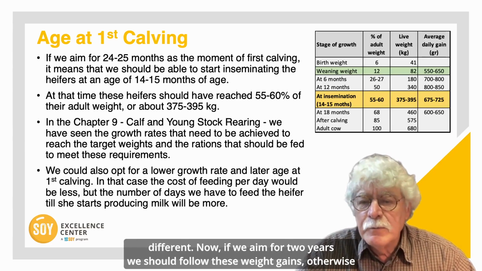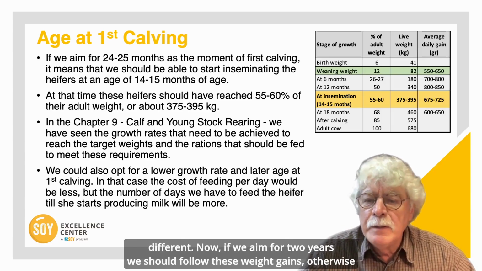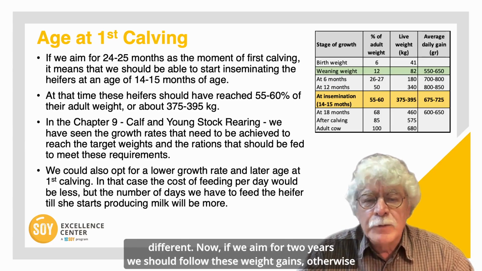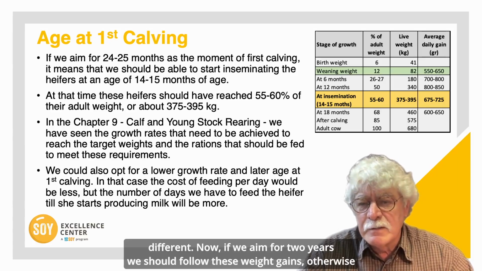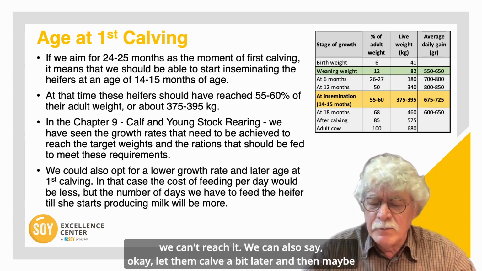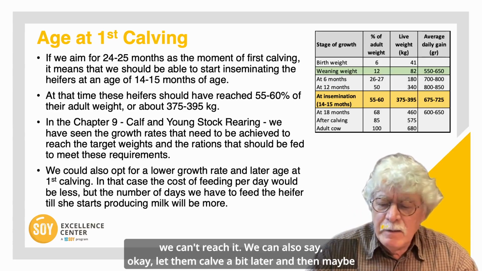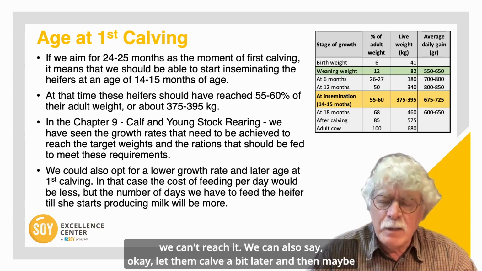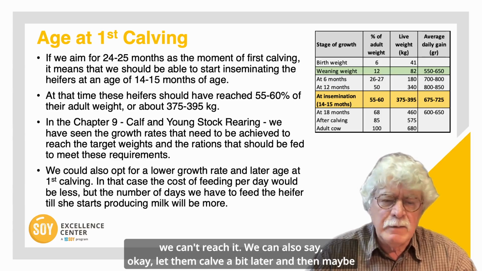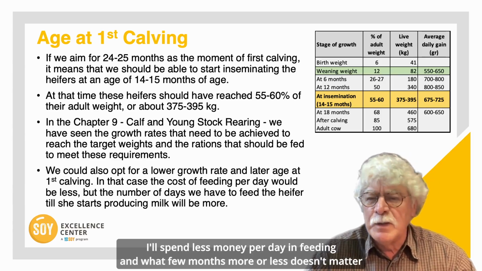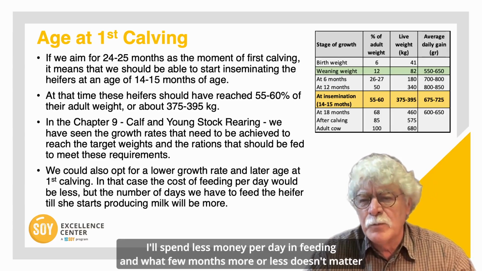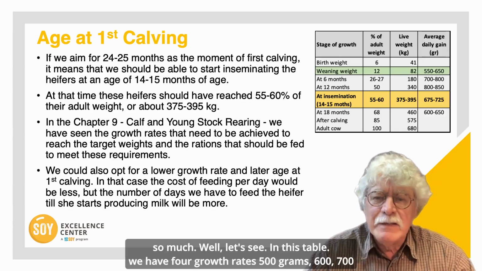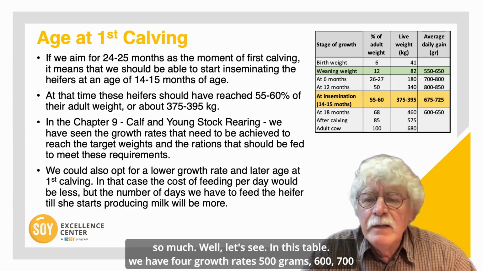Now, if we aim for 2 years, we should follow these weight gains, otherwise we can't reach it. We can also say, okay, let them calve a bit later, and then maybe I will spend less money per day in feeding, and a few months more or less doesn't matter so much. Well, let's see.